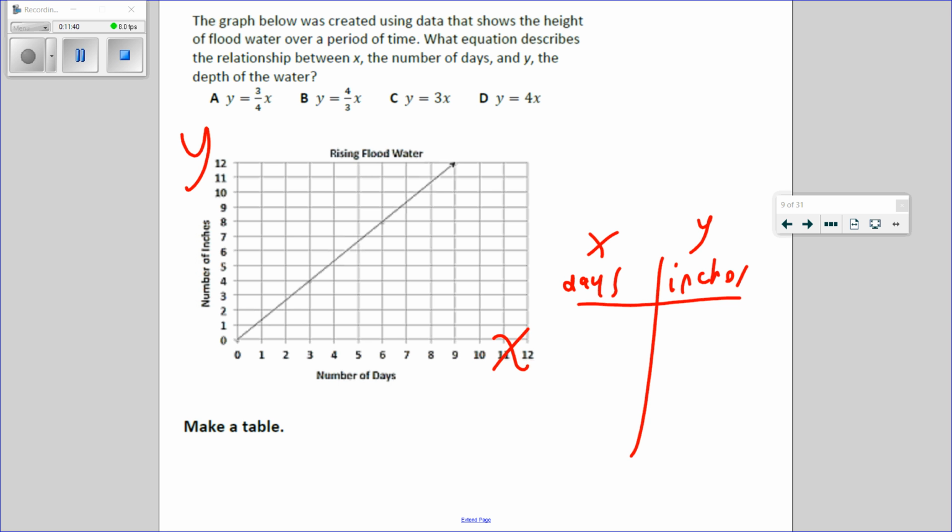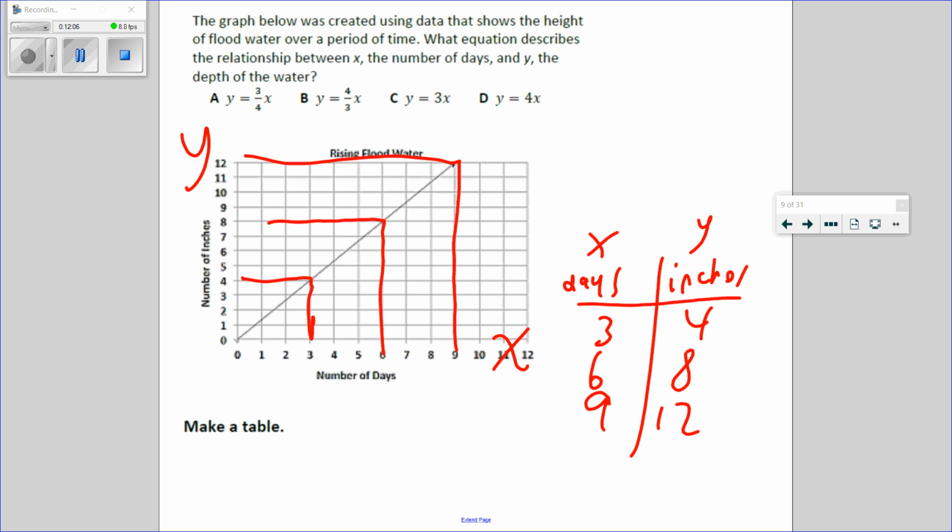In one day, I can't tell what that is. It's a fractional part. But in 3 days, it's 4 inches. Can you tell what 4 is? Not really. 5, no. 6 days, it is 8. 9 days, it is 12. So what is the relationship between x and y?